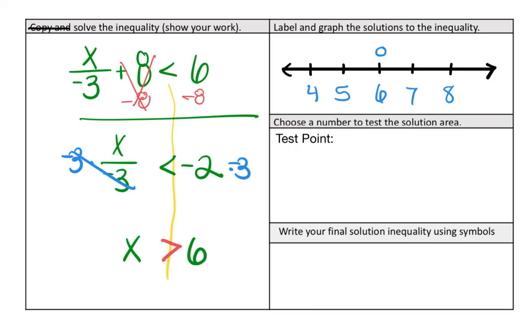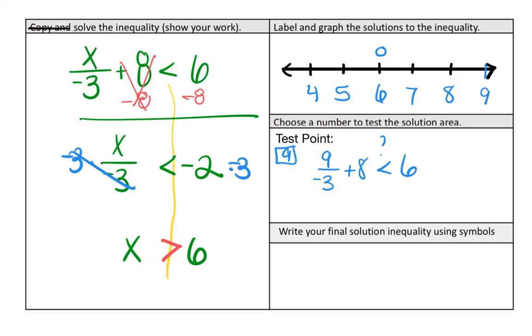All right, so, oh, you know what? I don't want to use 8 as a test point. Do you understand why? 8's not divisible by 3. Doesn't mean we couldn't do it, but what I would maybe do is add one more point on my graph. I'm going to pick 9 as a test point, just because it's nicer math to work with. So I'm going to go 9 divided by negative 3 plus 8. Is that less than 6?